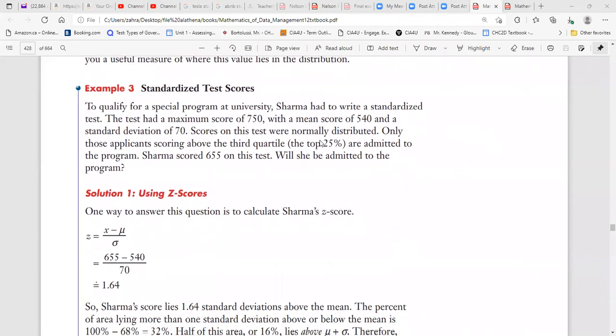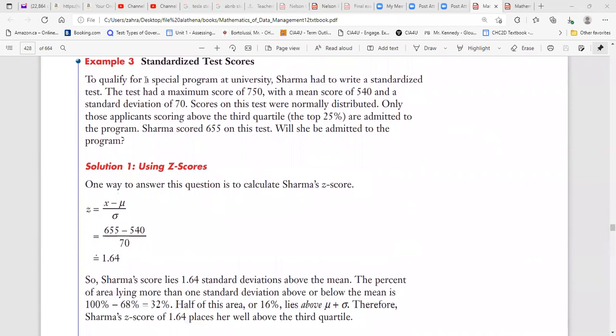Okay, so here's another question. A standard test score is needed to qualify for a special program at a university. The maximum score is 750, with the mean mu equal to 540 and the standard deviation sigma equal to 70. Only those who get above the third quarter, the top 25%, are admitted. If you get a score of 655, okay, let's graph that.